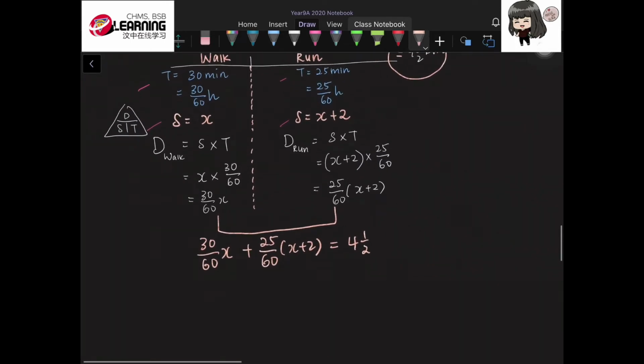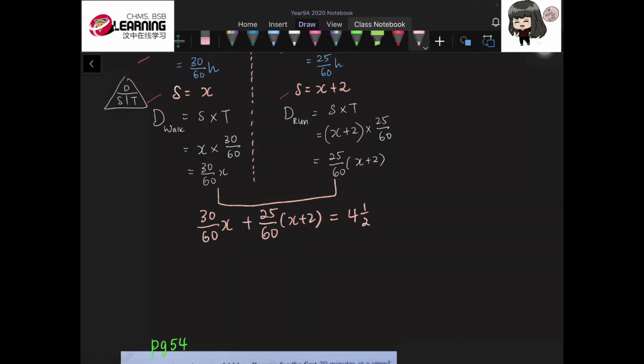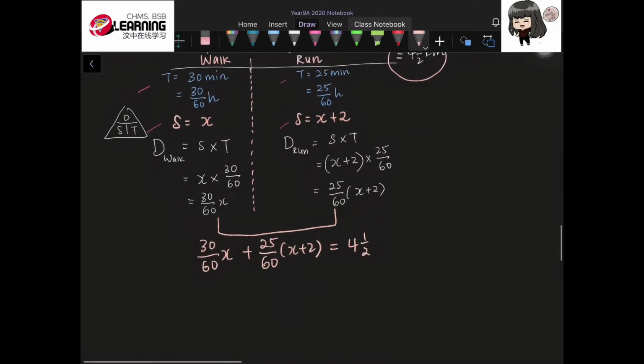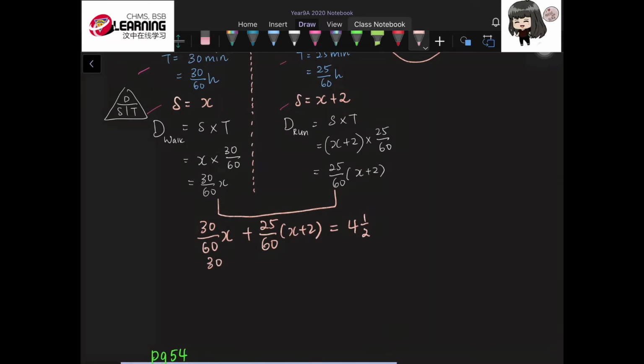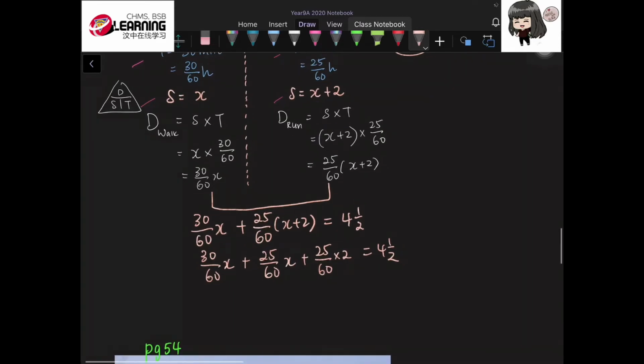So now you try to solve this algebra part. You can pause the video and try to find x, because x is the walking speed. Or you can pause the video and try to do it first. I will continue now. 30 over 60 x, when you expand it, will become 25 over 60 x plus 25 over 60 times 2 equals 4.5. So this one will become, in a single fraction, 30x plus 25x plus 50 over 60 equals 4.5.